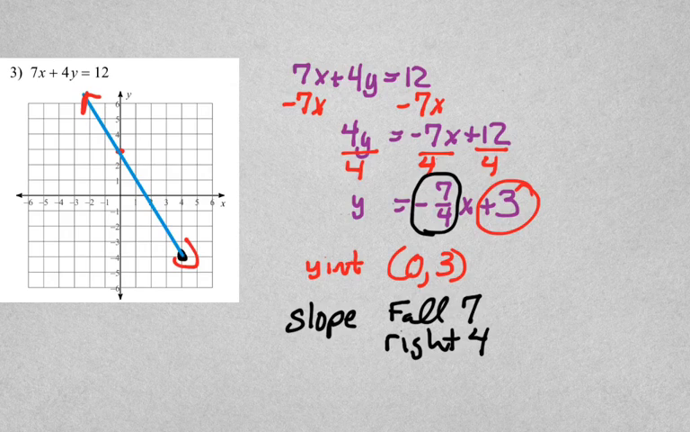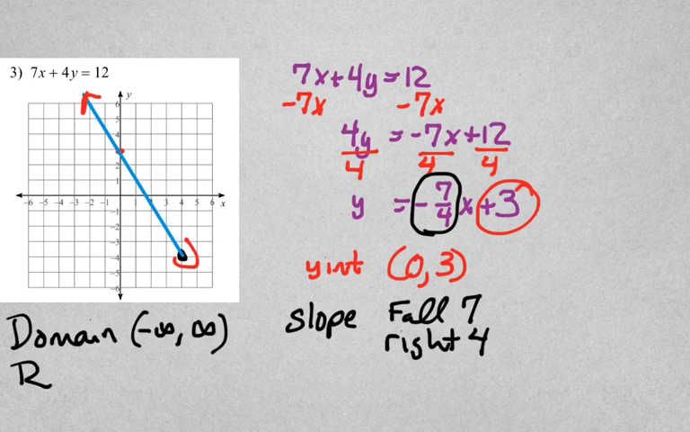Now let's identify our domain and range. The domain, again, I have a linear function, so it's negative infinity to positive infinity. Range is going to be the same thing, negative infinity to positive infinity, because I'm covering all the x's and I'm covering all the y's.